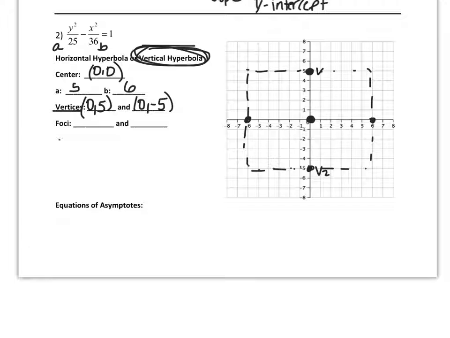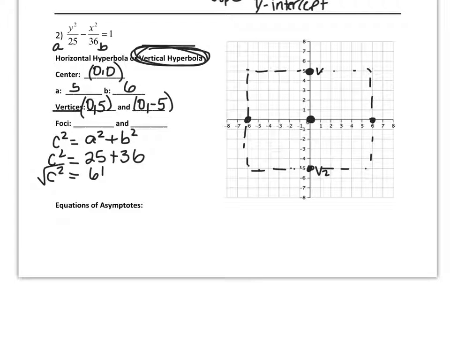Now let's look at our foci. So it's c squared equals a squared plus b squared. And our a value squared is 25. Our b value squared is 36. So 25 plus 36 is 61. And then take the square root. And let's see what decimal equivalent that would be. It's approximately 7.8. So I'm going to go ahead and graph those foci.